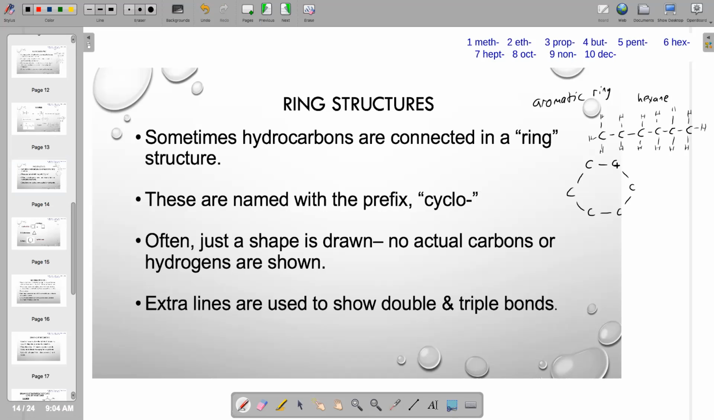But if there are 6 carbons in a ring, by ring I mean they're all in a circle, the name has cyclo, and then the number hex, and then whether they're single, double, or triple bonds. And because these are all single bonds, that's called cyclohexane.